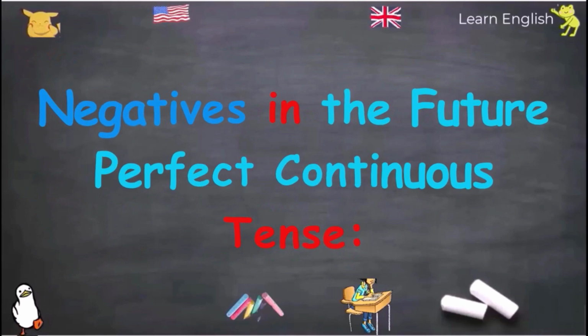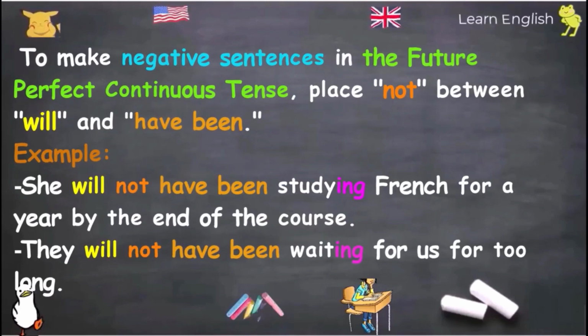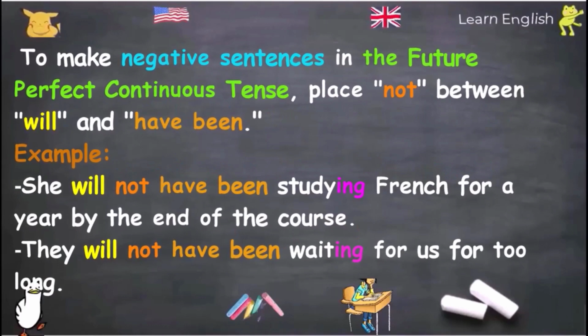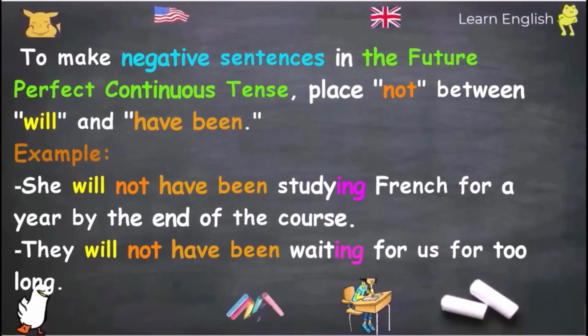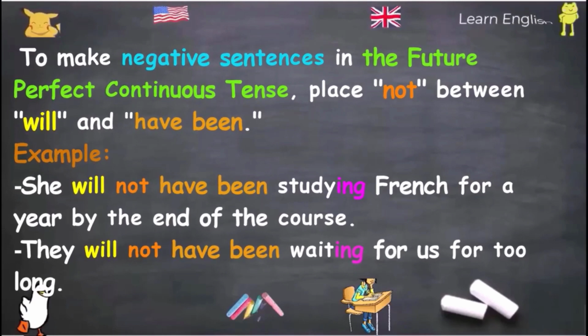Negatives in the future perfect continuous tense. To make negative sentences in the future perfect continuous tense, place not between will and have been. Example: She will not have been studying French for a year by the end of the course. They will not have been waiting for us for too long.